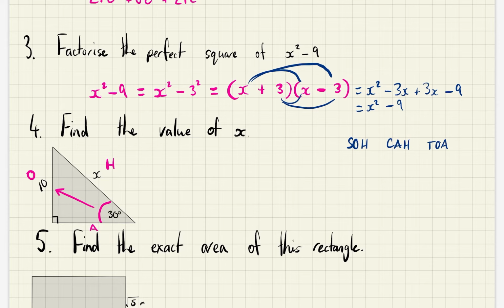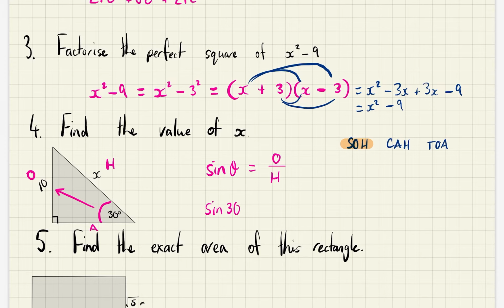Now the ones that we care about are O and H because they have something. So there's something here and something here. There's nothing with the A. So that means we're looking at SO, as in sine, opposite, and hypotenuse. They're the 3 things we're going to use. So sine of the angle is equal to opposite over hypotenuse.